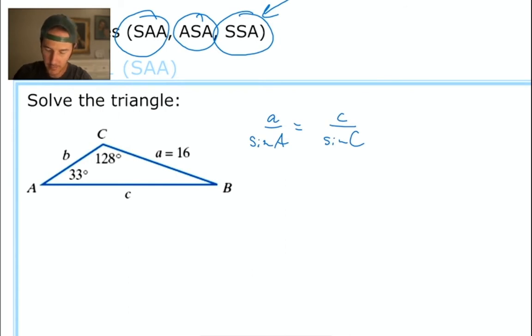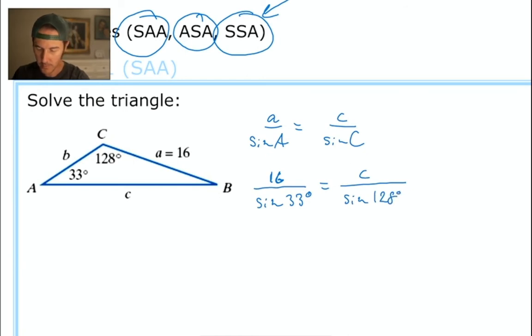So side length a is 16, and you're going to need a scientific calculator or graphing calculator for this process. If you don't have it already, go get it. The sine of 33 degrees. We are in degrees here, so make sure your calculator's in the right mode. We don't know side length c yet, and in the denominator is the sine of 128 degrees.